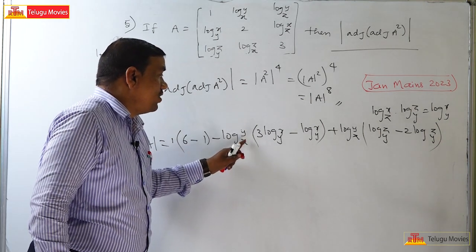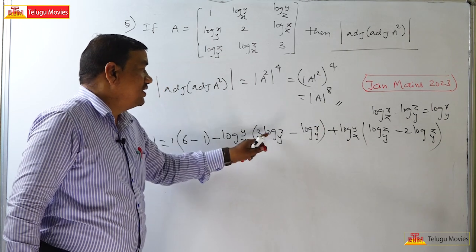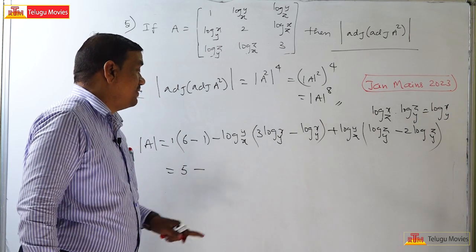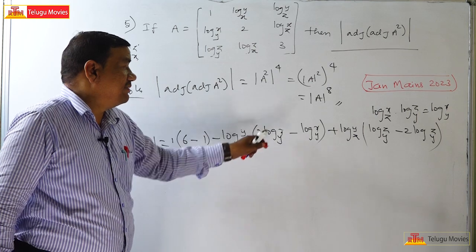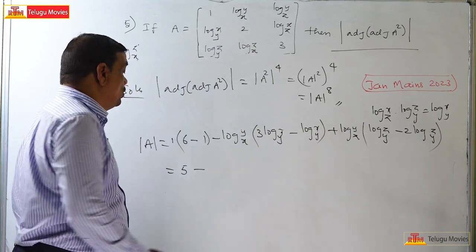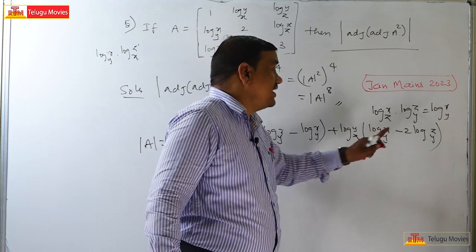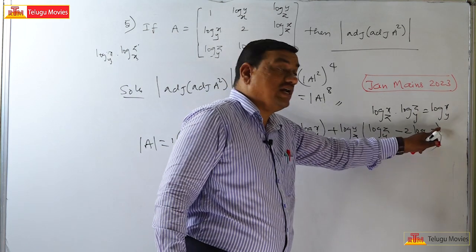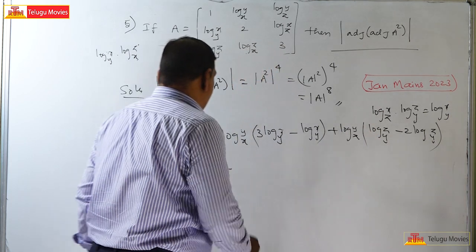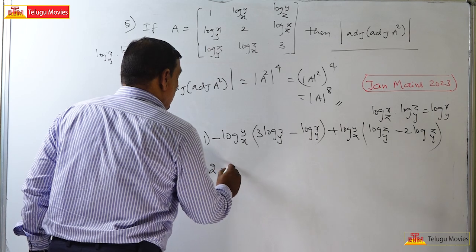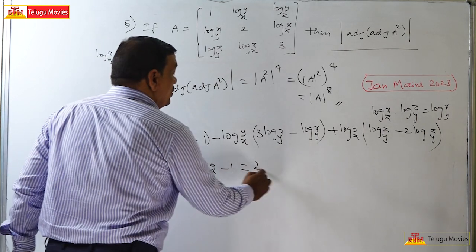If you multiply, see here, log x to the base y minus log x to the base y, this is 2 times log x to the base y. X cancel, y x cancel. Ultimately 3 minus 1, 2 it will become 2. Plus see here, log z to the base y minus 2 times log z to the base y, yz will cancel. 1 minus 2, minus 1 will come. So this is equal to minus 1. Ultimately, 5 minus 3, 2 will come.